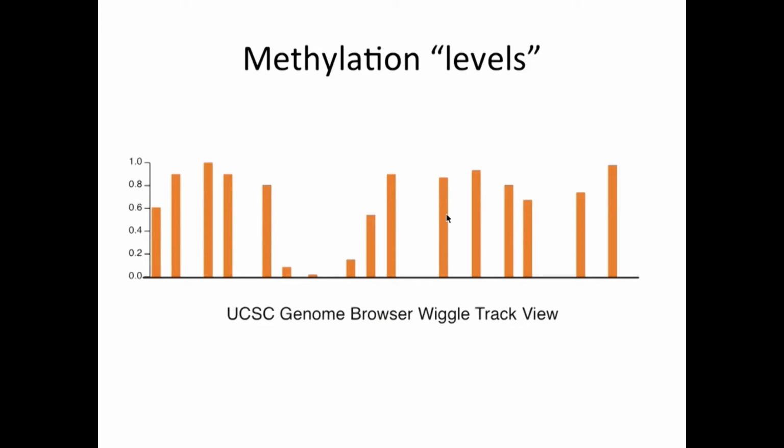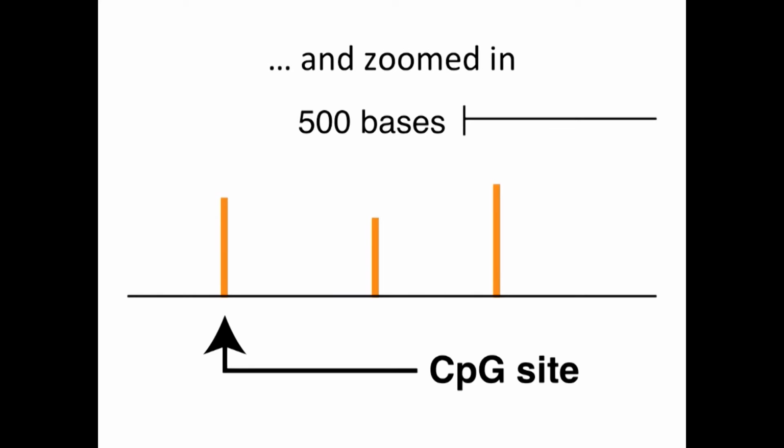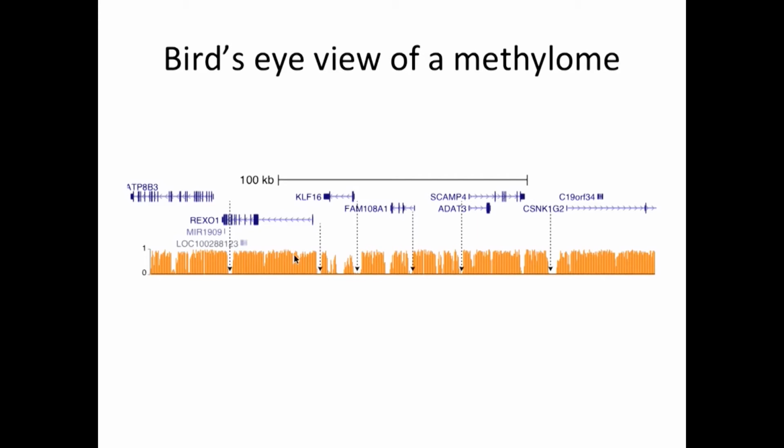So if you're looking at the genome browser wiggle track of the data, we're going to be showing you a lot of these. On this axis, we have methylation frequency, and each bar represents a CpG site. And this is a zoomed out view. So you might have, for this 100 kb region, a number of genes, and you can see at each transcription start site for every gene, these dips. And those regions are unmethylated.